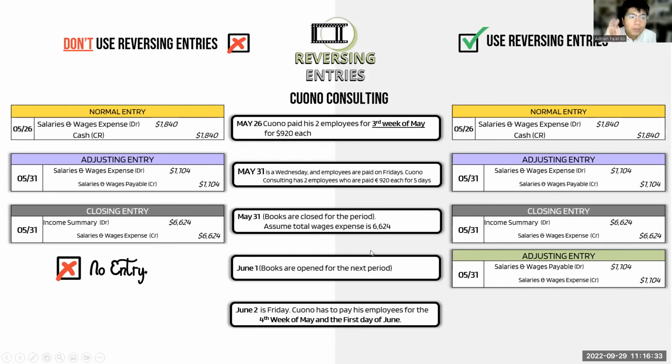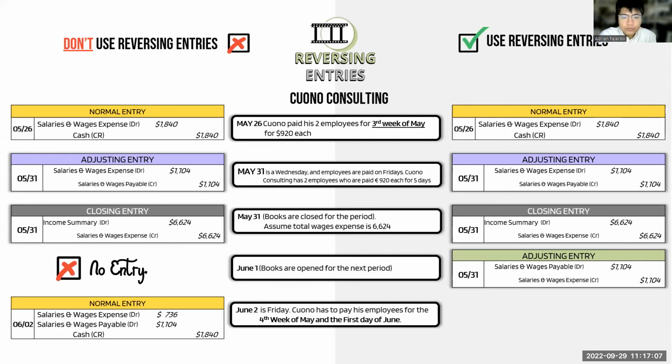So now, the promise of reversing entries is that it should simplify the journal entry, right? So what does that mean? Actually, we'll be able to appreciate it when we go to the last transaction here, which is June 2. So come Friday, you have to pay your employees, right? Now, again, the 5-day work week was broken down. Last period, you accounted for 3 days worth. So you already have liabilities of 3 days worth. And then the remaining 2 are expense for this period, right?